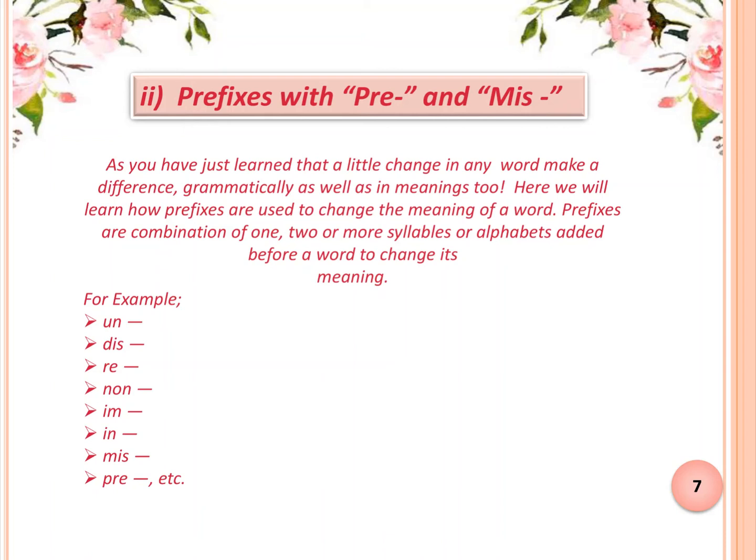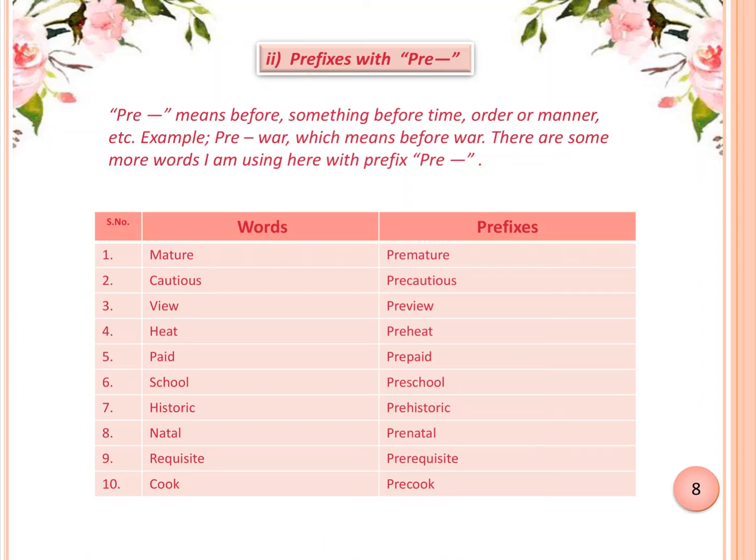Our second topic of today, that is prefixes with pre and mis. As you have just learned that a little change in any word makes a difference, grammatically as well as in meaning too. Here we will learn how prefixes are used to change the meaning of a word. Prefixes are a combination of one, two or more syllables or alphabets added before a word to change its meaning. For example, un, dis, re, non, im, in, mis, pre, etc.